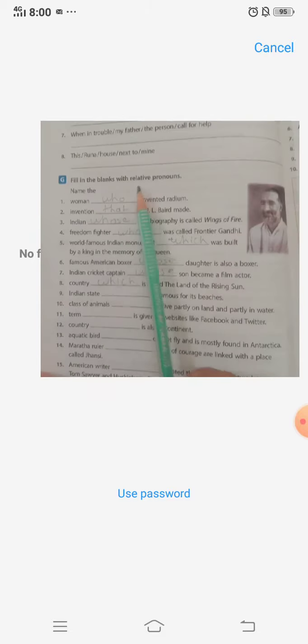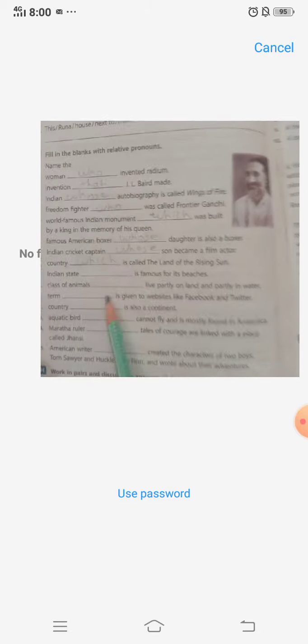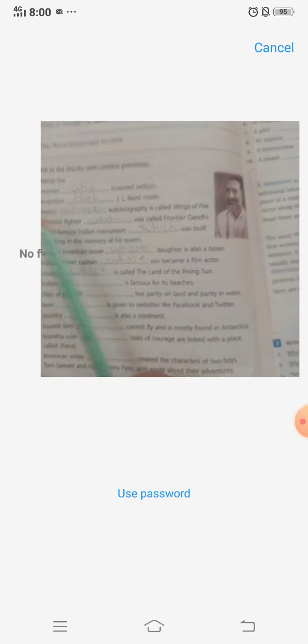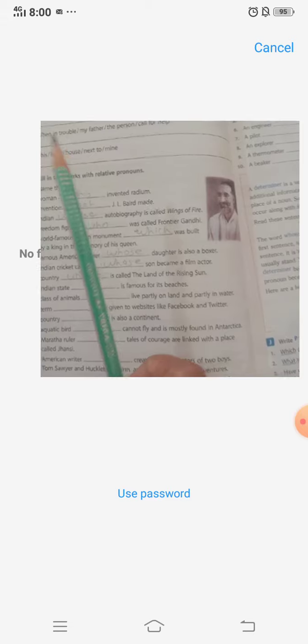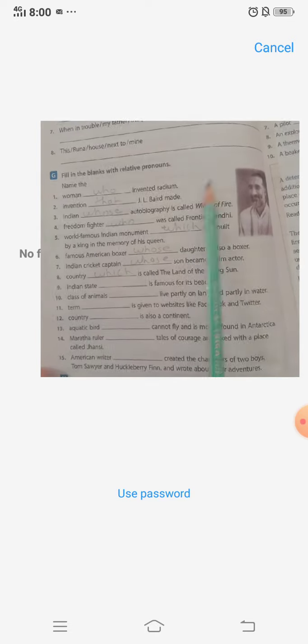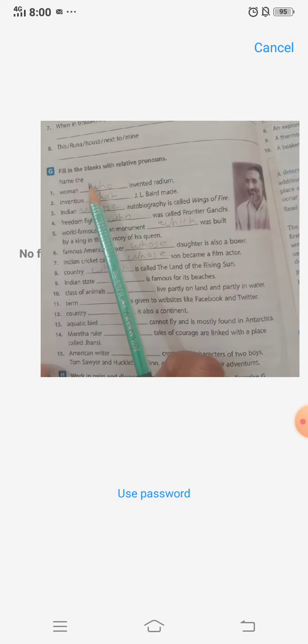Fill in the blanks with relative pronouns. Now here we have to fill in directly. For a person we are using who, for things we are using that, and for people also we are using that. Keep in mind. See, woman dash invented radium. Woman who invented radium. Okay, it is about a woman, people, person, human being.